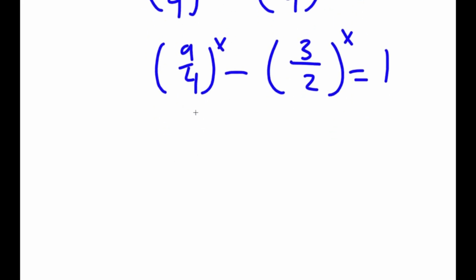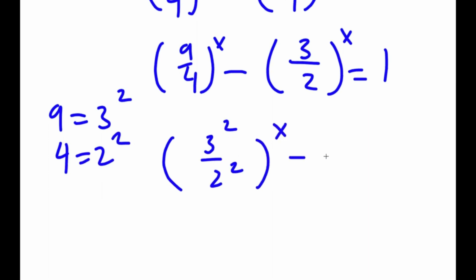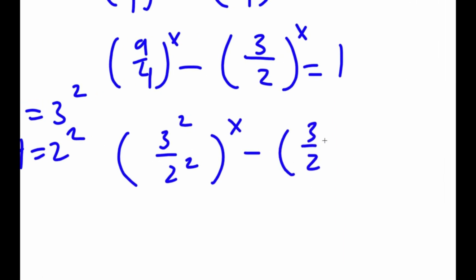Now for 9 over 4, 9 is equal to 3 squared, and 4 is equal to 2 squared. So I have (3 squared over 2 squared) to the power of x minus (3 over 2) to the power of x is equal to 1.